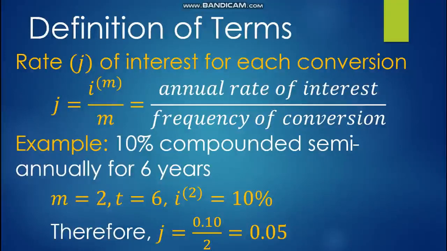Okay, the 10% annual rate of interest, the 0.05 or 5%, that is 5% every 6 months. Since it is twice a year, the total is 10% annual rate of interest. 0.05 plus 0.05 is 0.10, or 10% annual rate of interest.